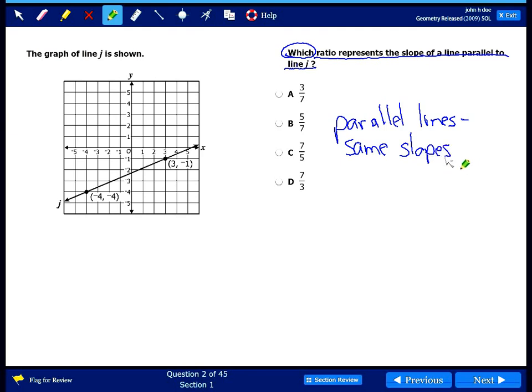So all I have to do is count how big is my slope. I go up 1, 2, 3, going up 3, to the right 1, 2, 3, 4, 5, 6, 7. So my slope is just going to be 3 over 7. I don't need to reduce that. The answer to number 2 is A.